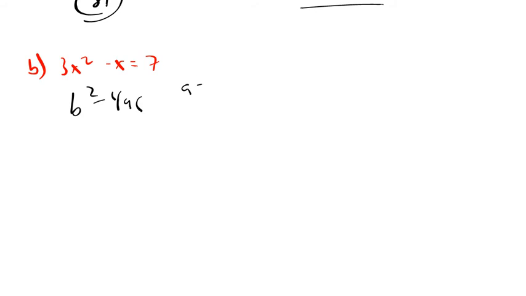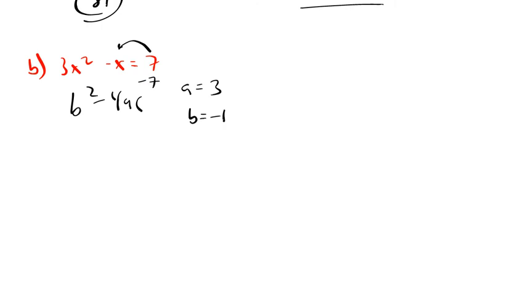Our A is going to be 3. Our B is going to be -1. Oh, but look at this though. Notice that this is not written in the standard form. I should probably make a note of that. When we do the discriminant, it has to be written in standard form. So we actually need to move this little puppy over here.